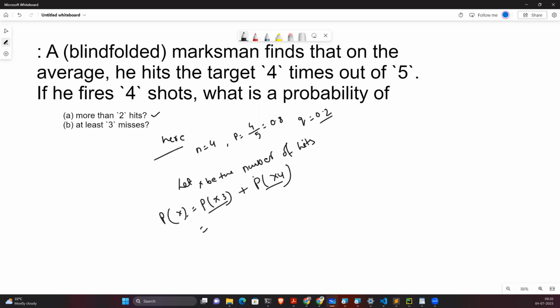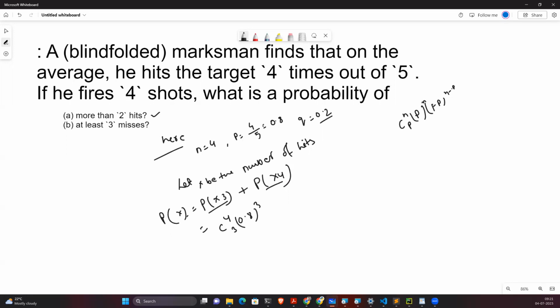So now the probability of X equals 3. What is the binomial distribution formula? Anybody? Just now you guys explained. C of n, r, times p to the power r, times 1 minus p to the power n minus r. Yes, very good. Okay, so this is the formula. So 4C3 times the probability of success, 0.8, to the power 3.